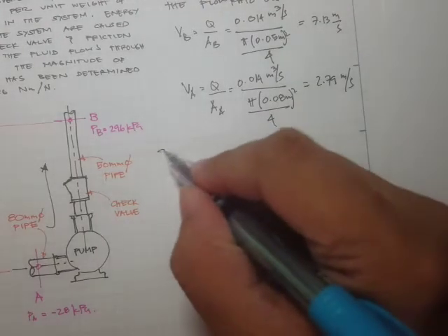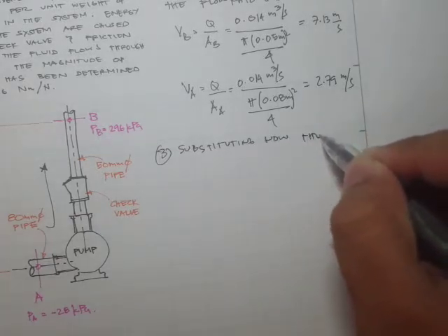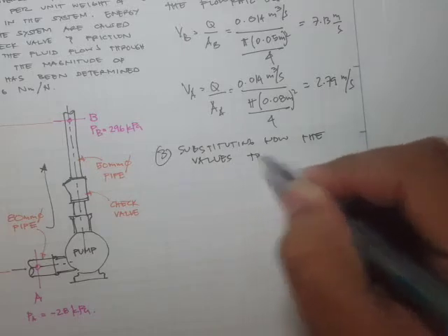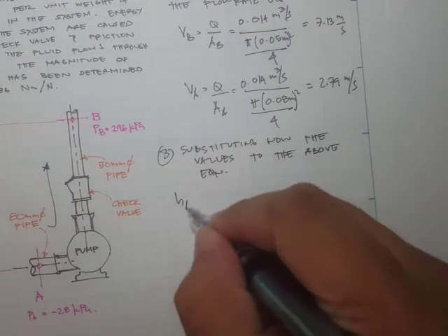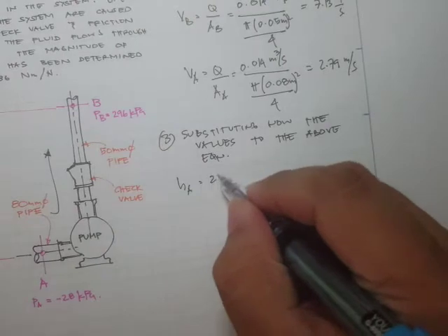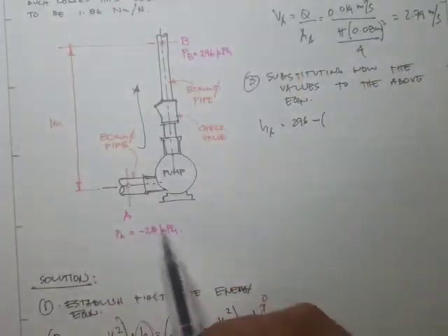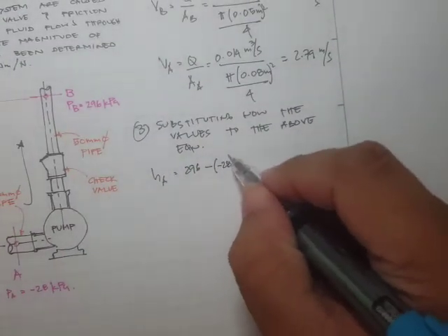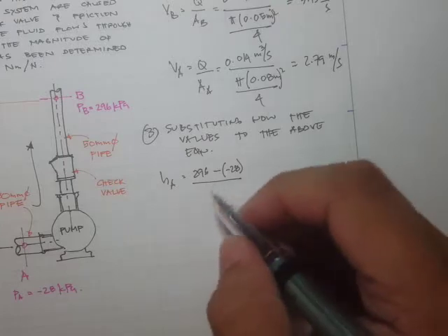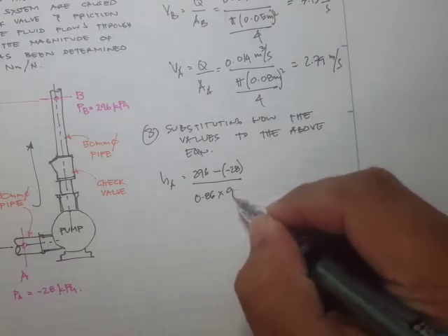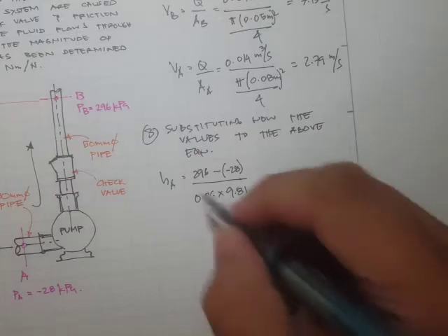So therefore, substituting now the values to the above equation, so that's H sub A is P sub B, which is 296 kPa, minus, okay, this one is negative 28, minus negative 28 all over our specific weight, which is the specific gravity, 0.86 times the 9.81, that's the kilonewton per meter cube.